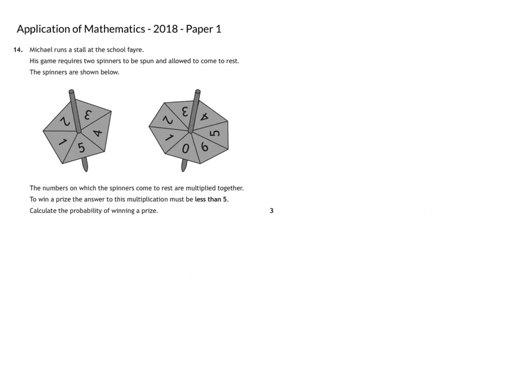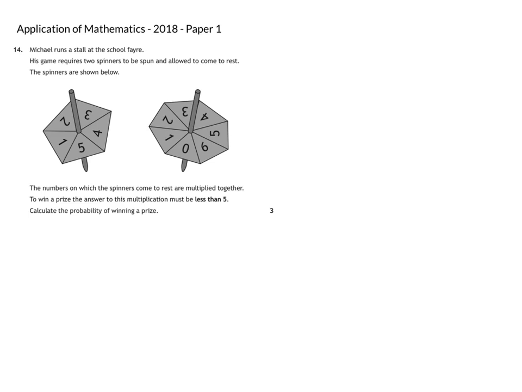Right, so we have Michael runs a stall at the school fair. His game requires 2 spinners to be spun and allowed to come to rest. The spinners are shown below. The numbers on which the spinners come to rest are multiplied together. You win a prize if the multiplication is less than 5. Calculate the probability of winning a prize.